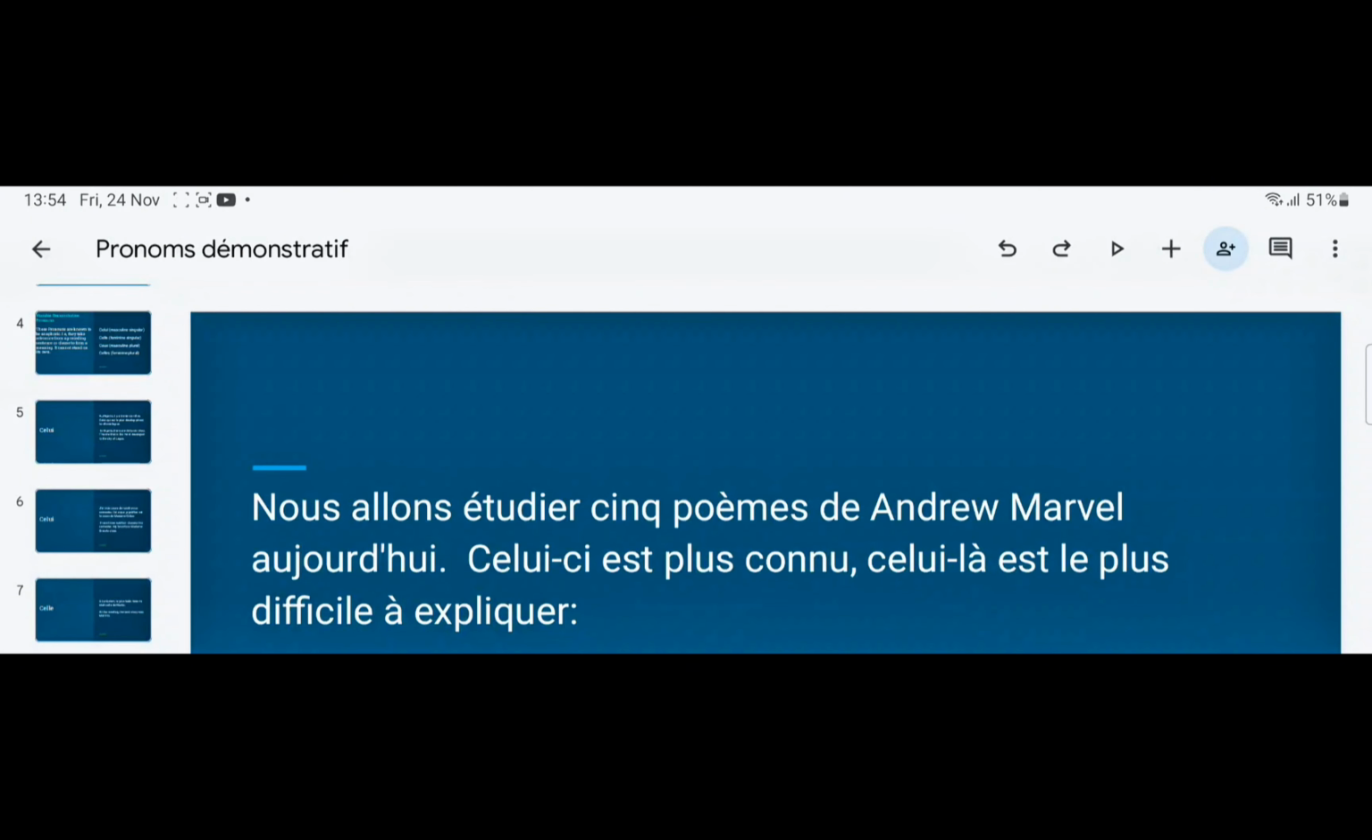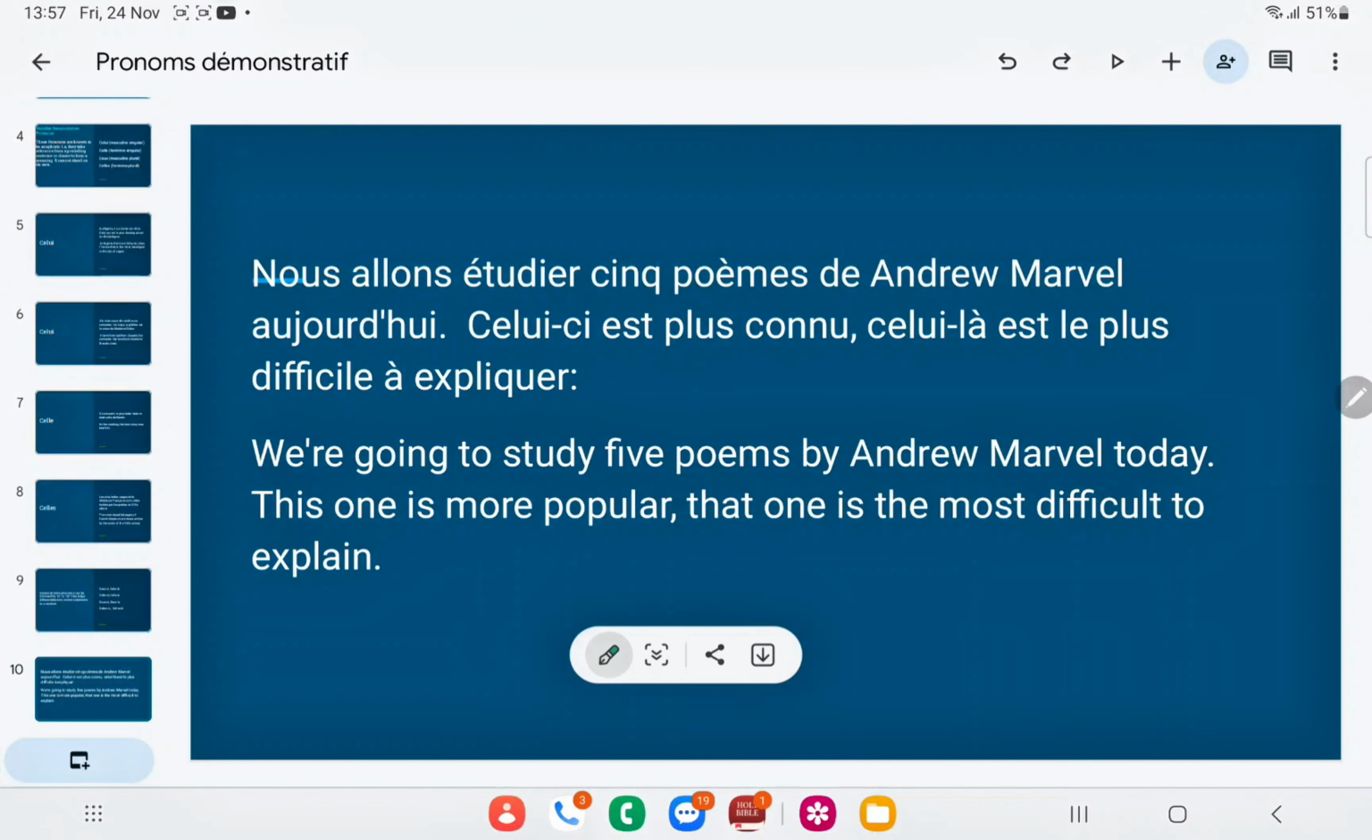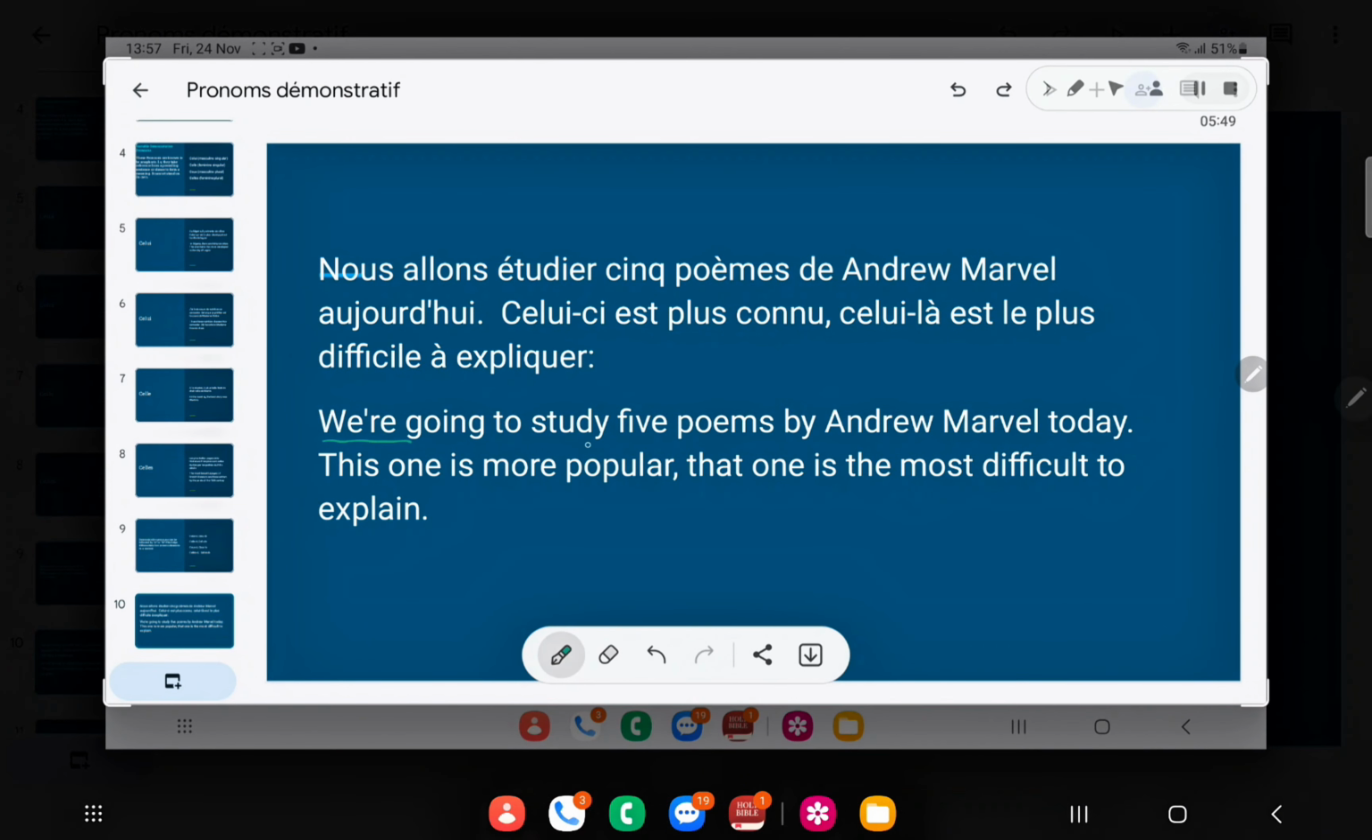So first sentence, we're trying to use celui-ci, celui-là. So let's look at the first sentence. Nous allons étudier 5 poèmes d'André Marvel aujourd'hui. Celui-ci est plus connu, celui-là est le plus difficile à expliquer. We are going to study 5 poems by Andrew Marvell today. This one is more popular, that one is the most difficult to explain.